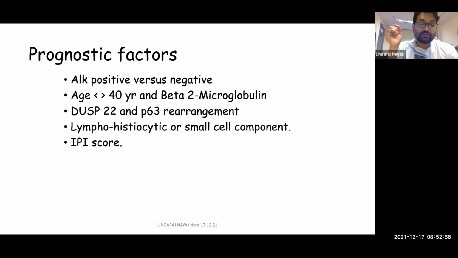Histopathological patterns like lymphohistiocytic or small cell component, these histological patterns have poor outcome. And this came from the ALCL99 data, which I will discuss in my subsequent slides. And IPI scores, the same that you use for B-cell lymphoma, is an important prognostic tool in ALCL.